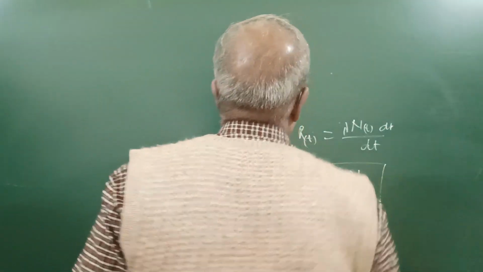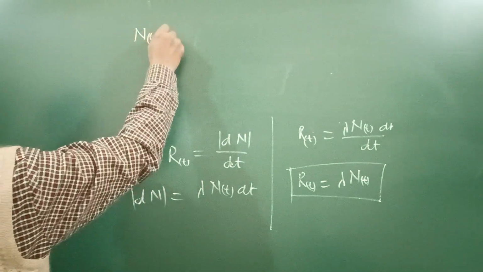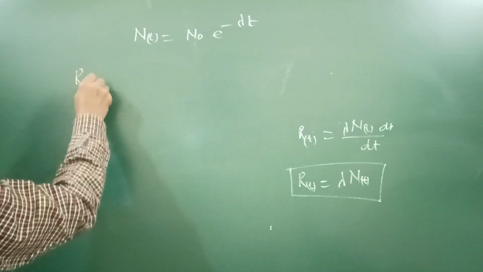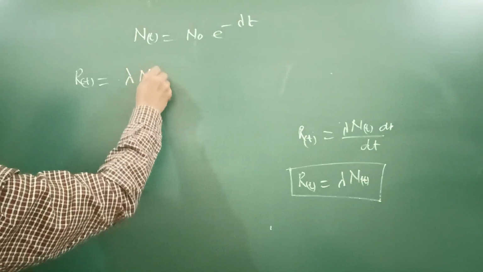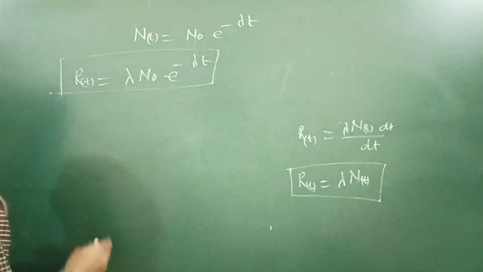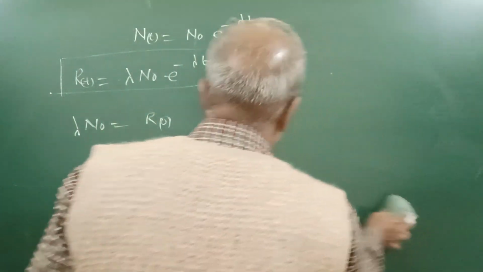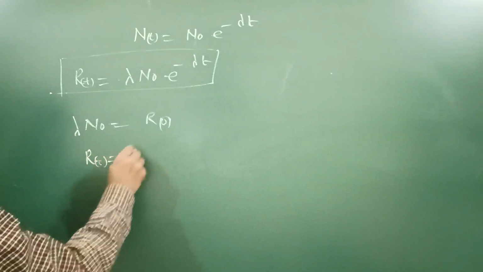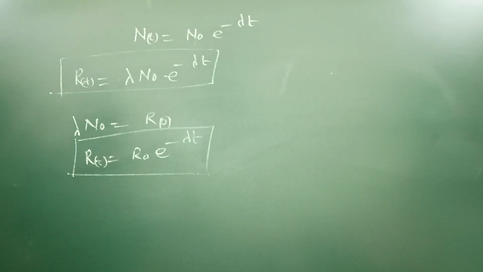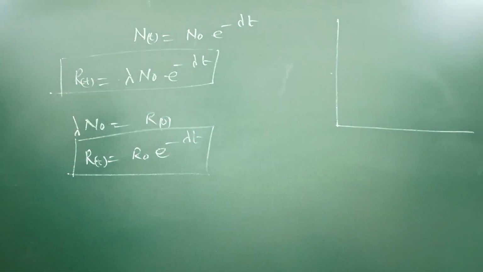Further, you know N(t) is equal to N0 e to the power minus lambda t. So you can write R(t) as lambda N0 e to the power minus lambda t. Lambda into N0 is equal to R0, the initial rate of activity, and therefore you can write R(t) equal to R0 e to the power minus lambda t. This equation again shows that R(t) decreases with time. I hope you have got my point.